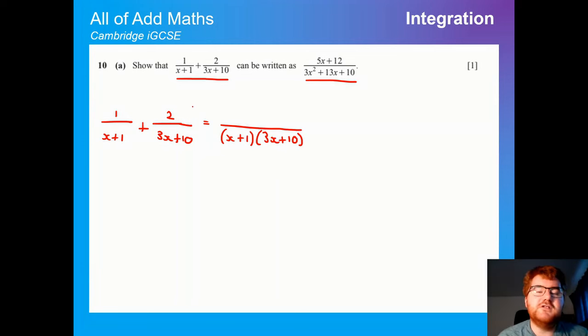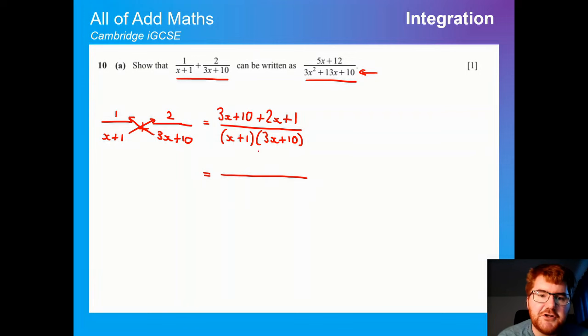And now we use the cross-multiplying idea, not cross-multiplying, but the same idea of this times this and this times this. Well, 1 times 3x + 10 is just 3x + 10. And then we do two lots of x + 1, so that's 2x + 2. Notice for this question, they do want us to expand at the bottom. To expand the bottom part of this fraction, we get 3x squared, and that's the first term. Then the outside term, so that's plus 10x. Inside term, 1 times 3x is 3x. And then 10 times 1 is 10.